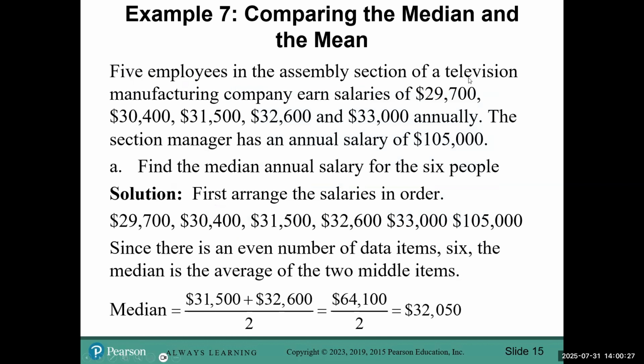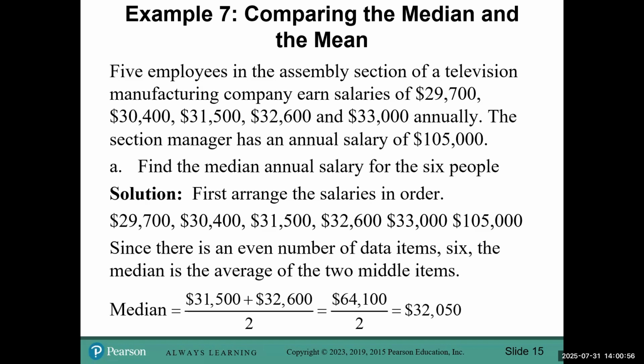All right, let's talk about comparing the median and the mean. In this example, we have the salaries of 5 different employees in a television manufacturing company. Their salaries range from 29,700 to 33,000. And then we also have a 6th person who is the manager, who earns a salary of $105,000.